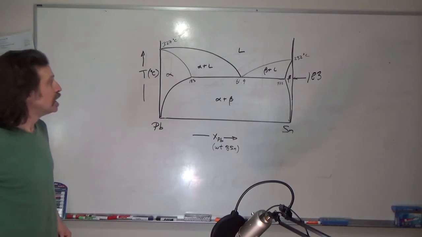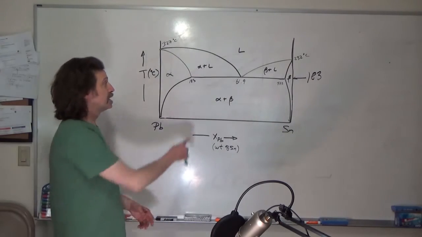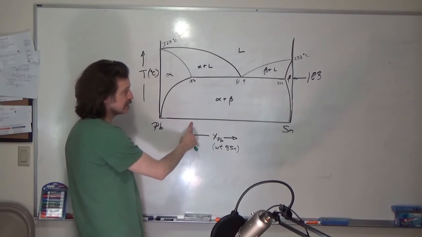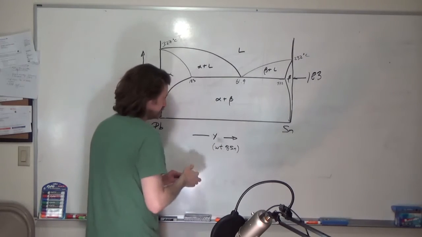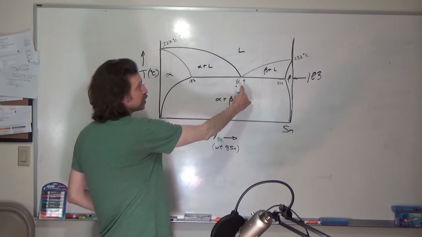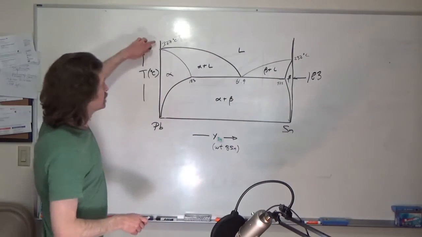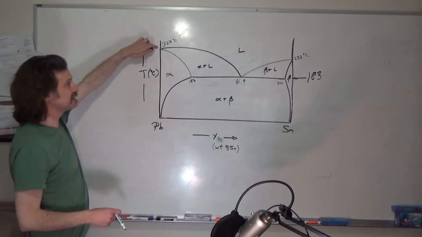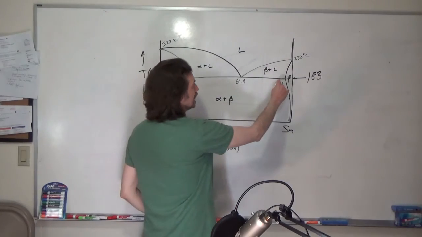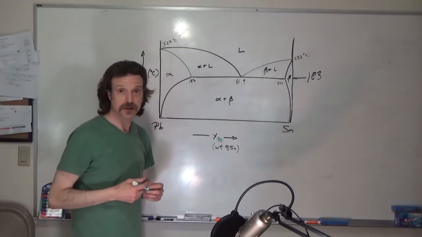Many of these phase diagrams will have marked on them points of interest. For example, here this is 18.3 weight percent tin. Sorry, this is tin, my mistake. This point is 61.9. This point is 97.8. The melting temperature of lead is 327. The melting temperature of tin is 232. And this horizontal line is 183. And we'll talk about that horizontal line shortly.